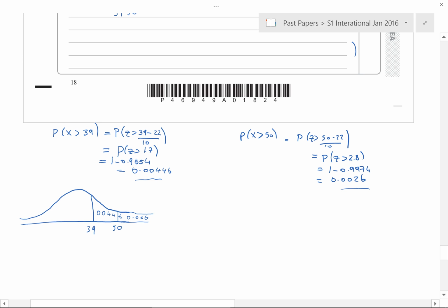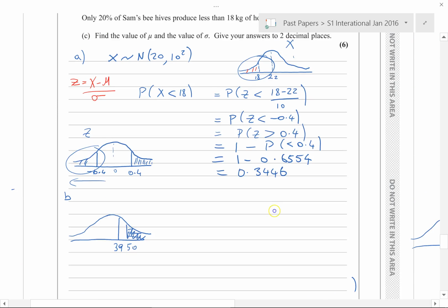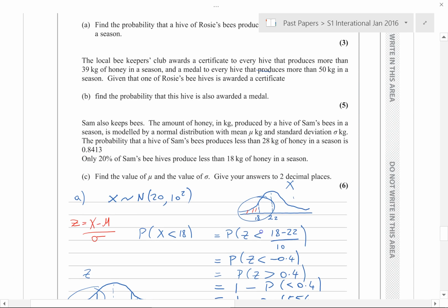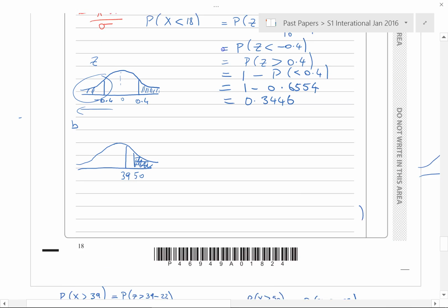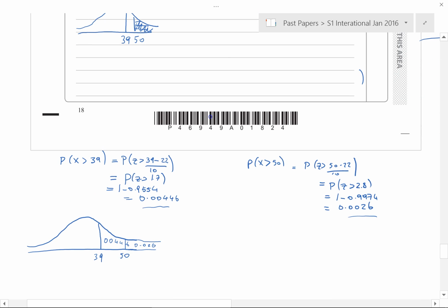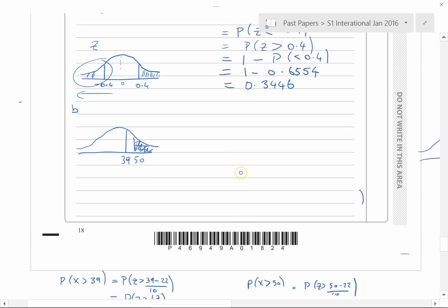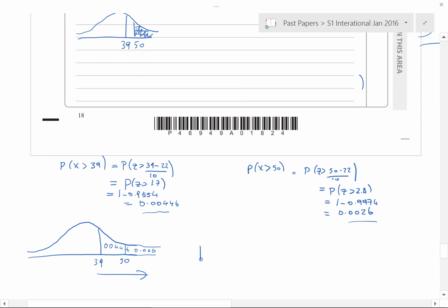Okay, what we're being asked for, to go back to the original question, is: given that one of Rosie's beehives is awarded a certificate, so in other words we know that it's more than 39, find the probability that they get a medal, which is greater than 50. So basically we're being asked to find the probability that x is greater than 50 given that we know that x is greater than 39.